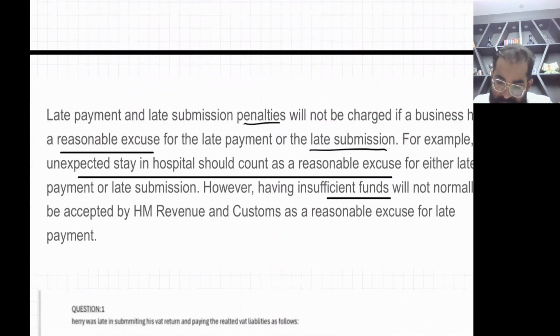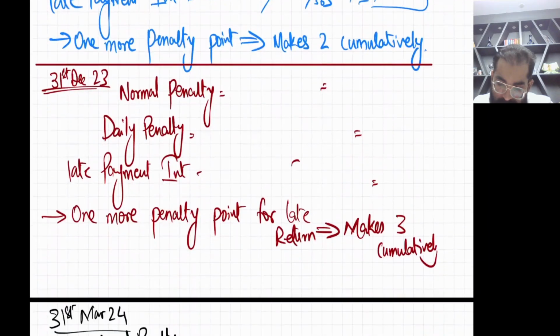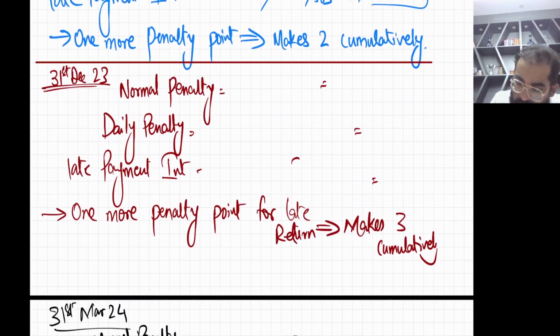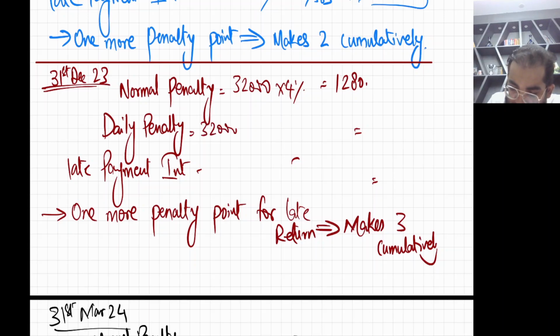So the amount this time is 32,000. Let's do it: 32,000 multiplied by 4%. This is fixed, which is 1280. Then the daily penalty will be applied on 32,000 multiplied by the daily penalty rate of 4% per annum, multiplied by 2 divided by 365. It makes around 7.01.